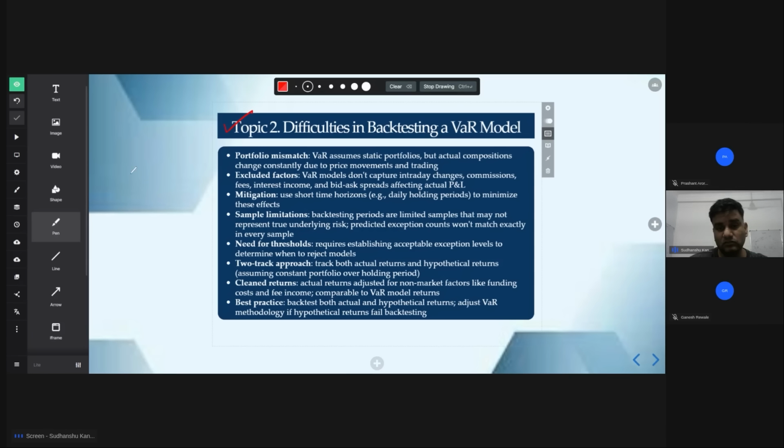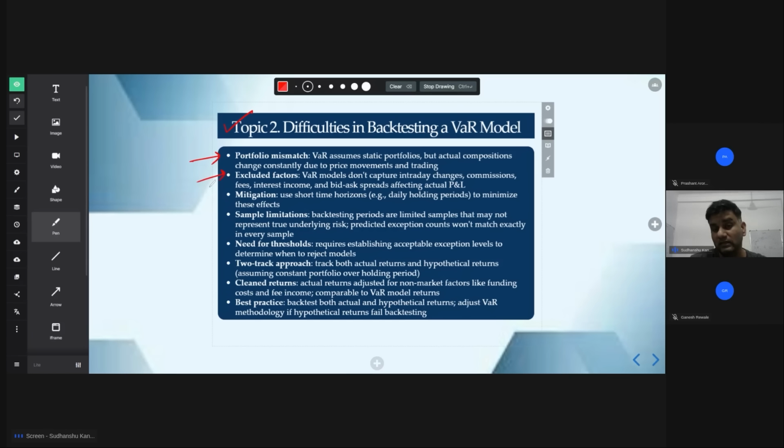First of all, the practical issue is that there is a portfolio mismatch. What do you mean by portfolio mismatch? VaR assumes the portfolio stays consistent during the holding period. Let's say the holding period is 1 day or 10 days, whatever. But in reality, traders will buy, traders will sell, and traders will rebalance continuously. So the portfolio composition changes every day. This makes backtesting harder, because actual returns are no longer for the same portfolio that the VaR was computed for. Now you will say, sir, if it's a problem, how do you resolve it? There are ways to resolve it. You use shorter holding periods like 1 day, so portfolio changes are minimal. That is one way to solve it.